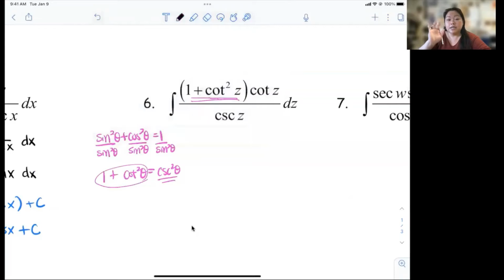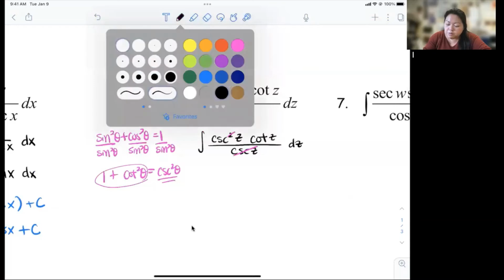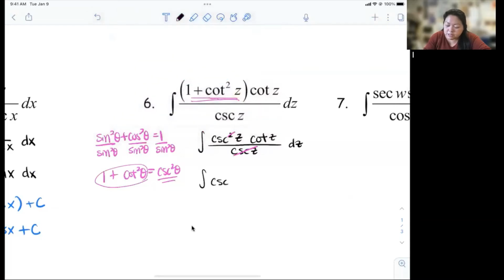Okay, I'm not taking an antiderivative yet. I'm just trying to simplify this, clean this up so I can actually do something with this integral. So I'm going to replace the parentheses with cosecant squared z. You have cotangent z all over cosecant z. You can see this will reduce out because you have cosecant squared and a cosecant on the bottom. So your problem is now simplified down to cosecant z, cotangent z dz.